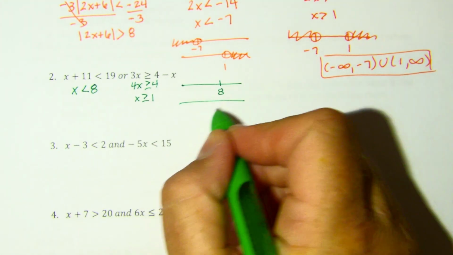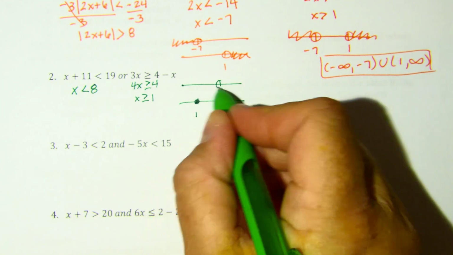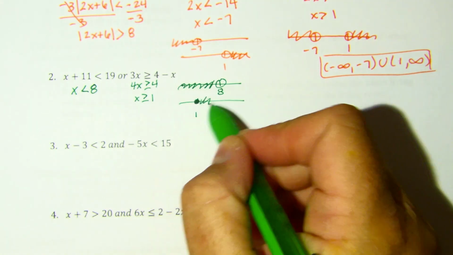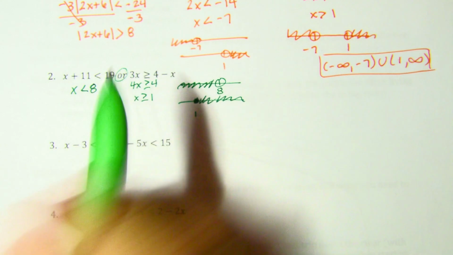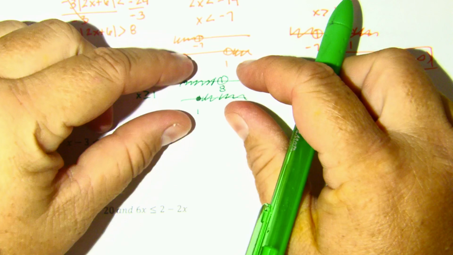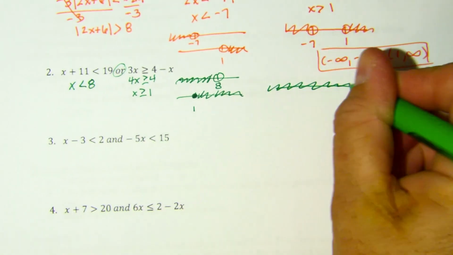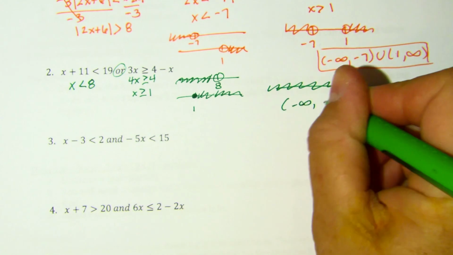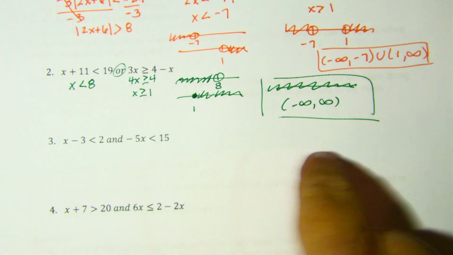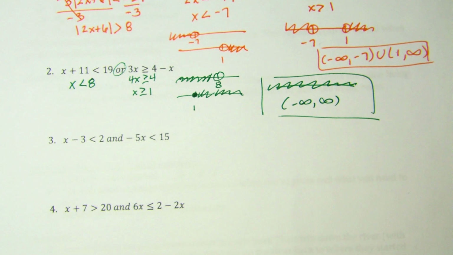So 8 and 1. This one will have a closed dot. This will have an open dot. X is less than 8, and x is greater than 1. And this uses the word or. Now, or means either one of them. So this is the squishing them together. And if I squish these together, the whole number line is shaded, and that would be -infinity to +infinity. On a quiz or an exam, I would want to see both of those, so make sure that you're showing the graph and the answer written in interval notation.